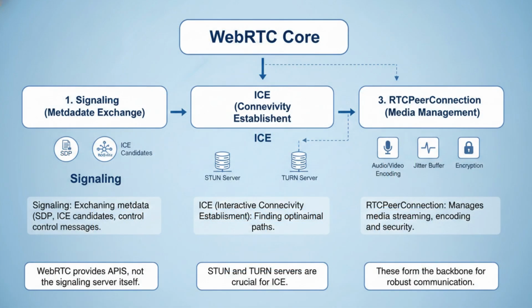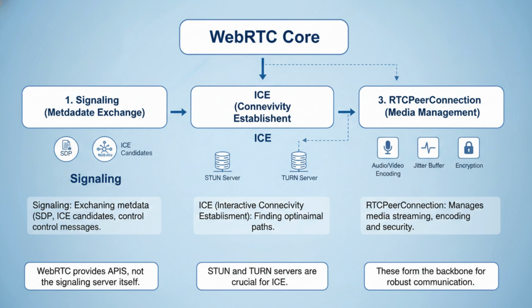At its heart, WebRTC relies on three fundamental components to establish and manage peer-to-peer connections: signaling, interactive connectivity establishment, ICE, and the RTC Peer Connection API. Signaling is the initial handshake, a mechanism used to exchange metadata necessary to set up a call. This includes things like session descriptions, network information, and control messages. Crucially, WebRTC itself does not provide a signaling server. Developers have the flexibility to implement their own using protocols like WebSockets or SIP, making it highly adaptable.